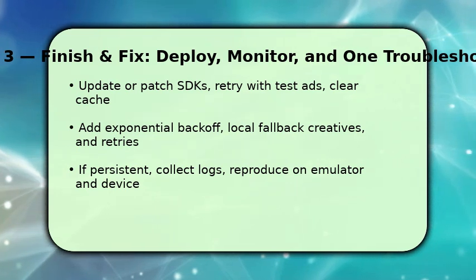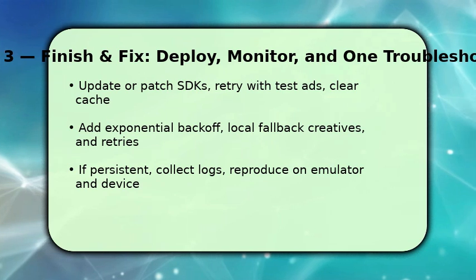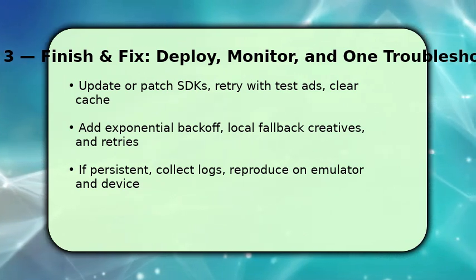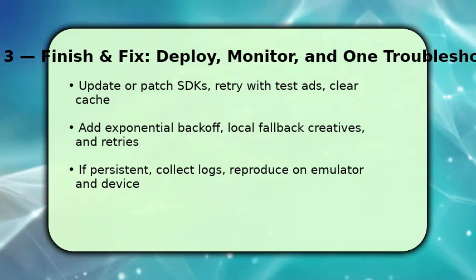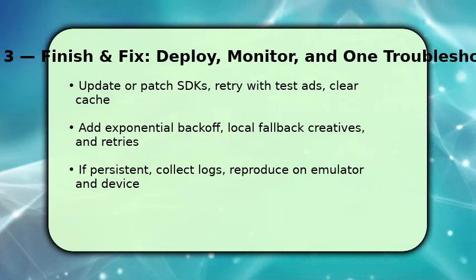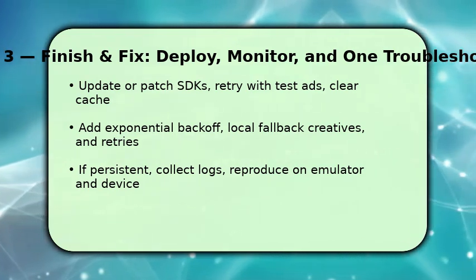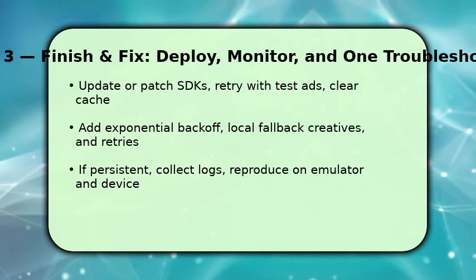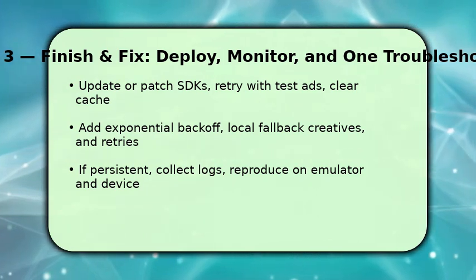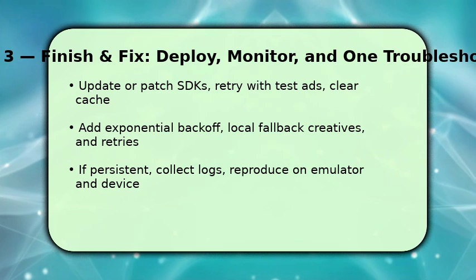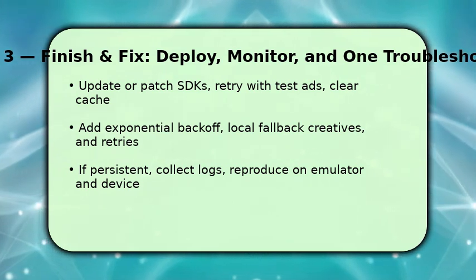Implement retries with exponential backoff and a lightweight local fallback creative so users don't see empty space. Once validated, run a staging release and monitor metrics. If issues persist, collect full logs, reproduce on both emulator and physical devices, and share concise logs with the ad network support team for the next step.